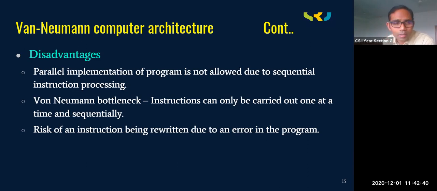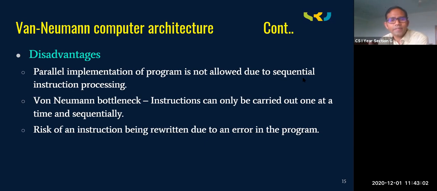The above one was a parallel implementation, meaning two instructions executing at the same time. Here, in this bottleneck, we can execute all the instructions only in a sequential manner, at a specific time. What is the risk? The risk of an instruction being rewritten due to an error in the program.